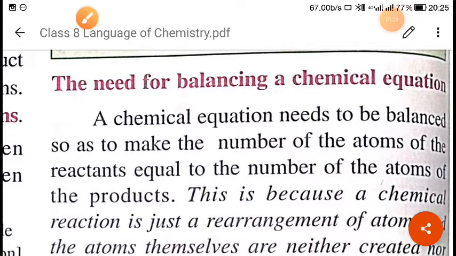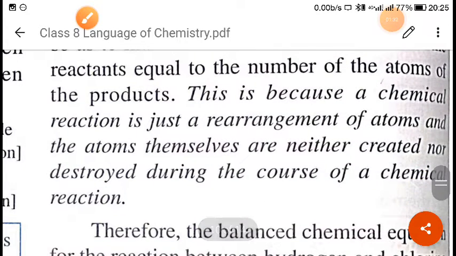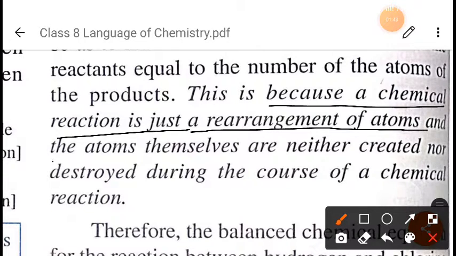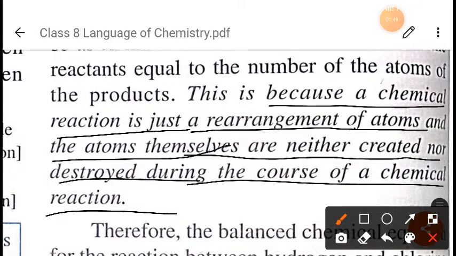Why is there a need to balance the number of atoms in the reactant and the product? Because a chemical reaction is just a rearrangement of atoms, and the atoms themselves are neither created nor destroyed during the course of a chemical reaction. Means what? A chemical reaction is nothing but a rearrangement of atoms, and atoms can neither be created nor destroyed during the course of the reaction.